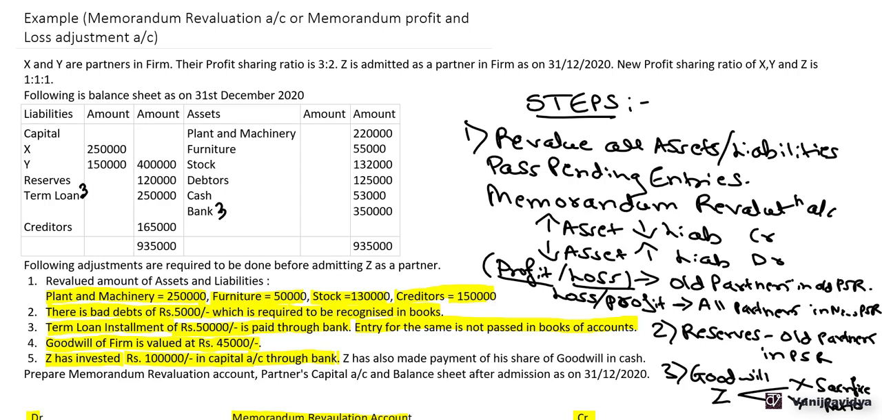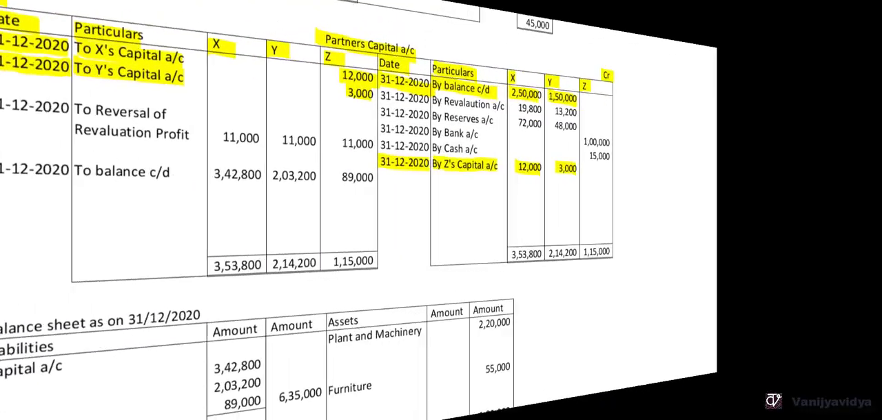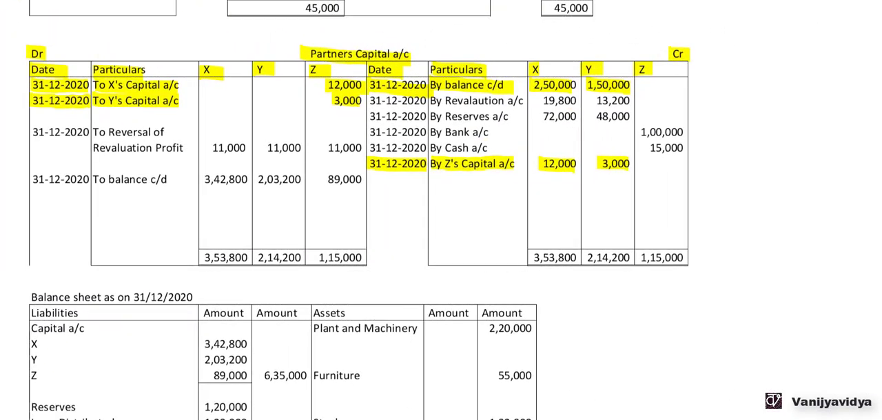That is, there is an investment through the bank account. So he has invested money in the bank. So the entry will be bank account debit to Z's capital account. Now in the balance sheet, bank account, I'll just mark this as 5 since there will be a change in the bank balance. And in the partner's capital account on the credit side, I'll post this 1 lakh. So now in the partner's capital account, 31st December 2020, by bank account 1 lakh in Z's column.